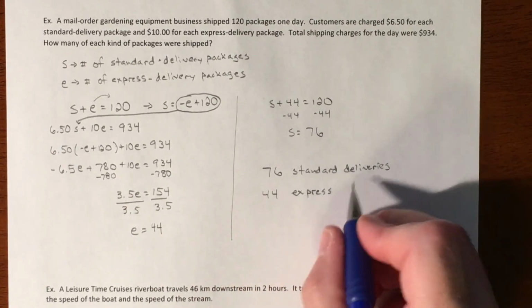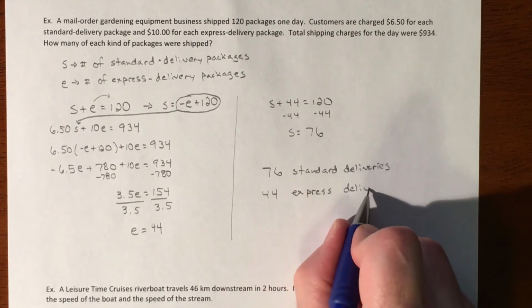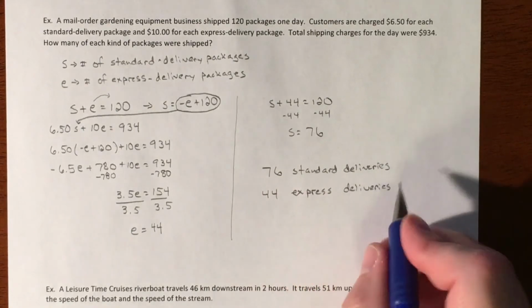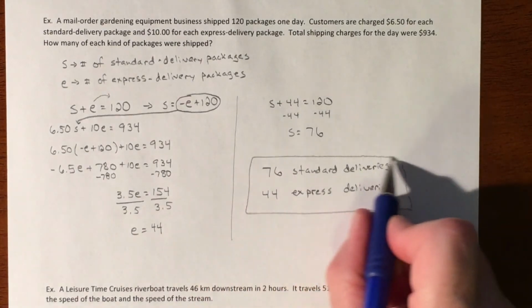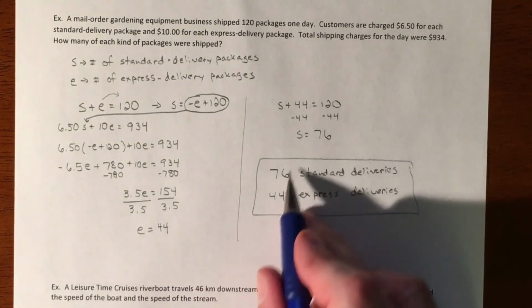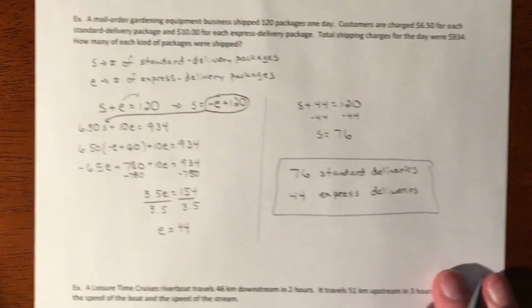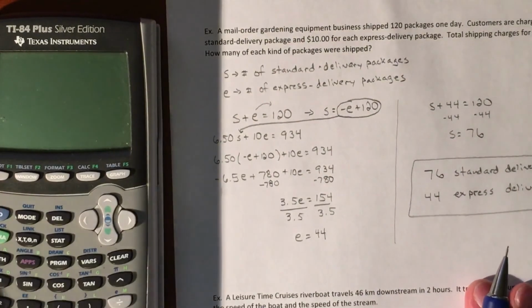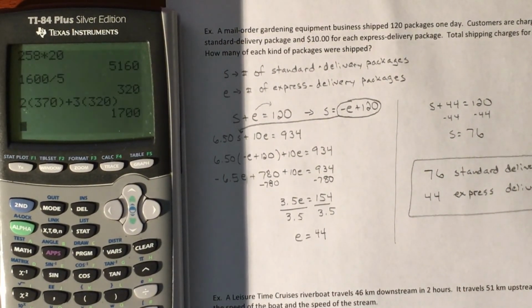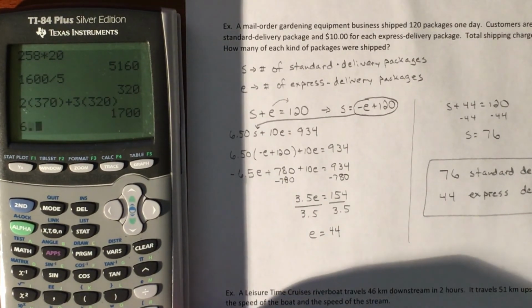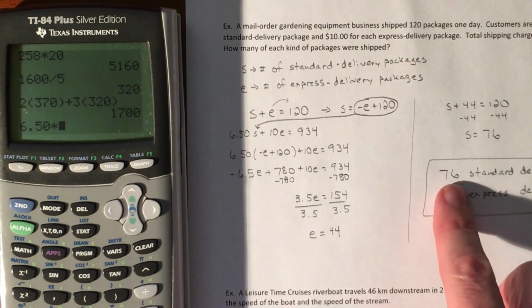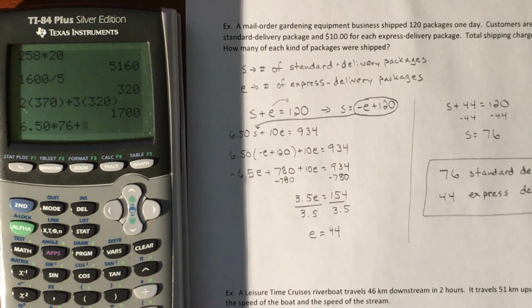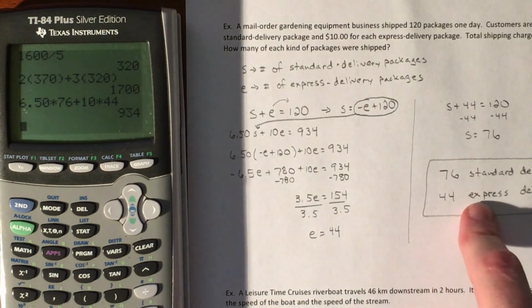But I do want to double check. So the way I'm going to double check is I'm going to make sure that the dollar value makes sense. So that's great that it makes 120, but I could have got 30 here and I'm still going to get this adding to 120. But I really need to double check that it makes up $934. So if I do the math on this part, where we have $6.50 times our standards, which is 76, plus $10 times our 44 for our express, we're supposed to get 934, and we do. So I feel good about that answer.